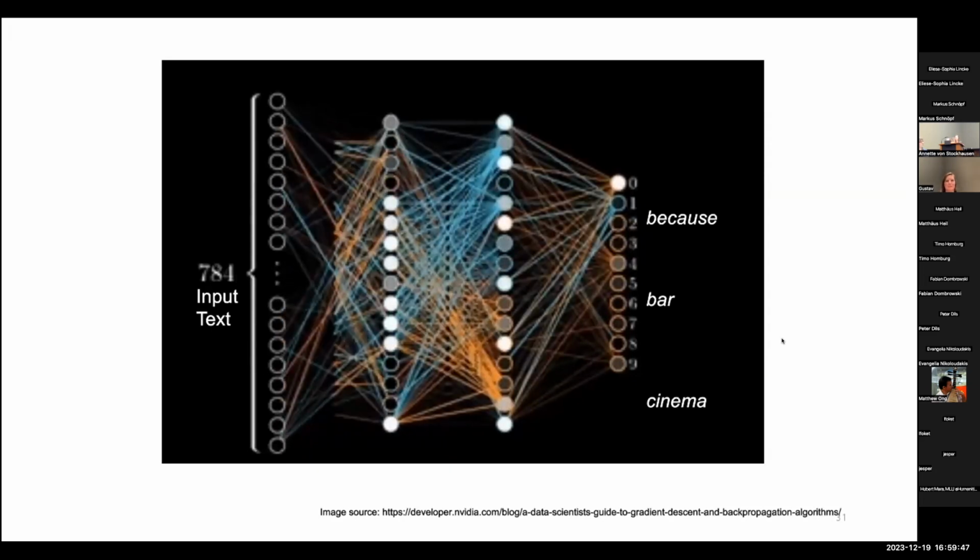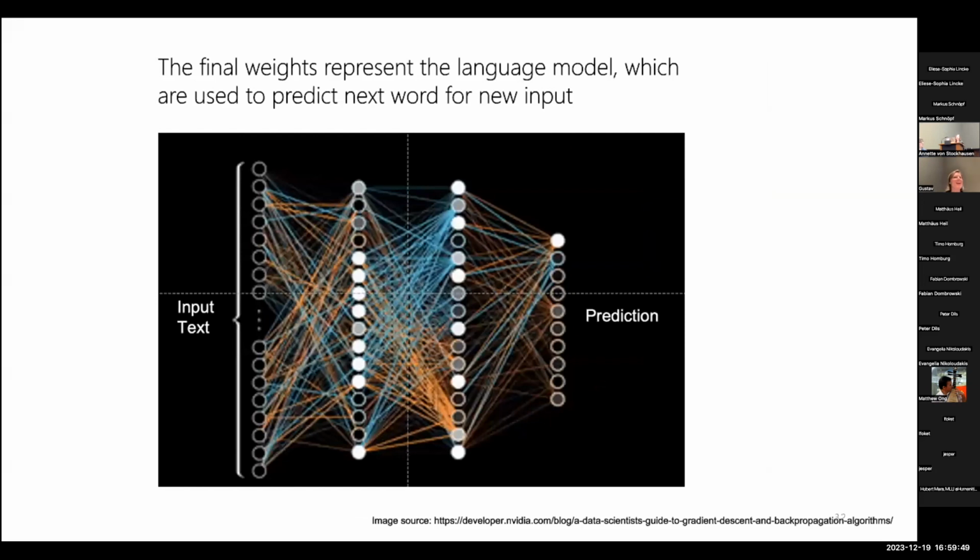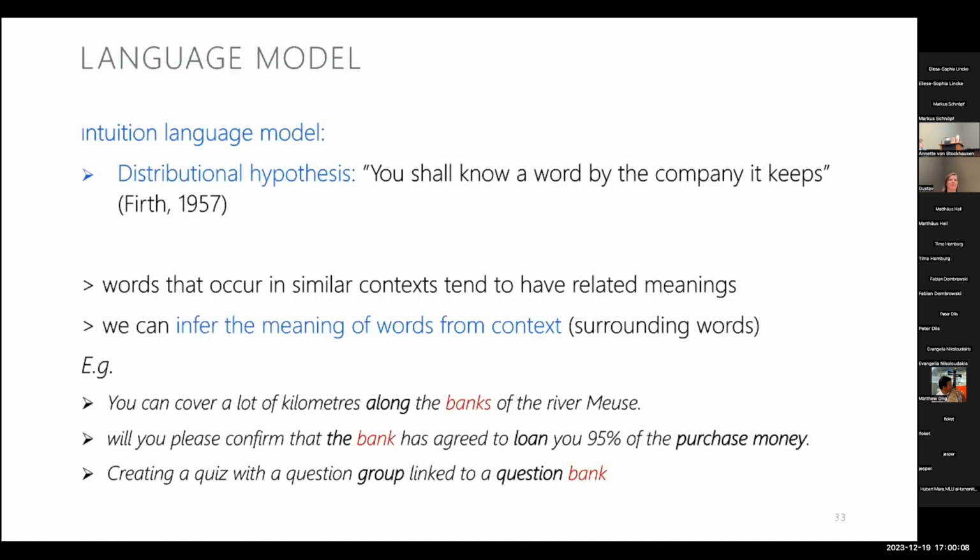And then finally, when I have trained enough, I have done enough iterations to adjust the weights between the artificial neurons in my network, I have my final language model, which can be used to predict the most probable, most logical next word for a given sequence of words.